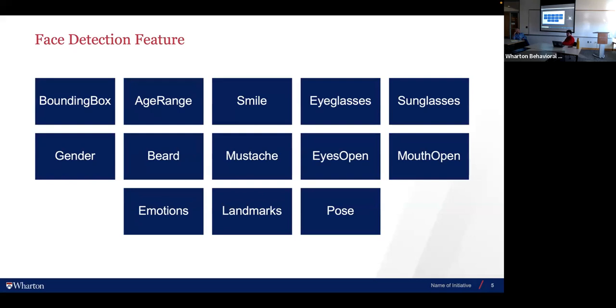But I think emotion is really one that has a lot of interest for behavioral researchers, right? So emotion is a list of, I guess, 6 emotions, and then it's a confidence score of which one is the most expressive, which one seems to be the most confident in that emotion.